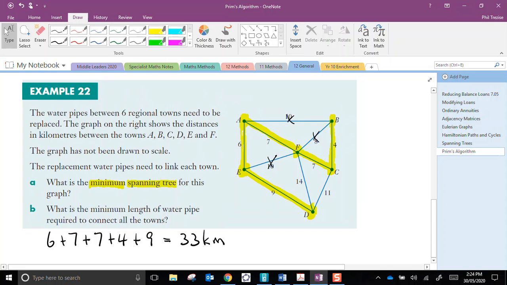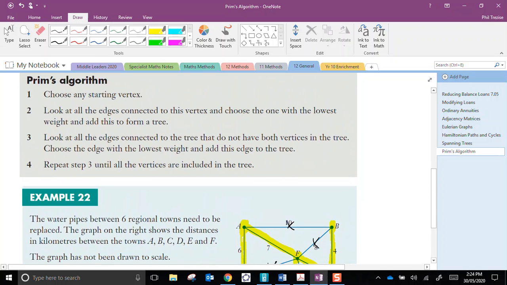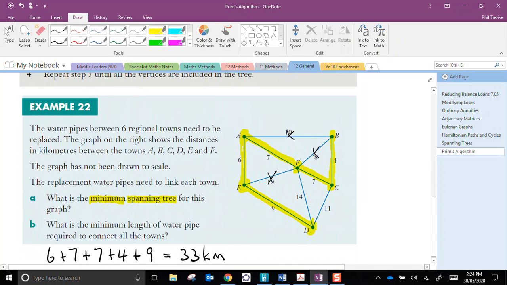That's it for minimum spanning trees, and Prim's algorithm is the way we find minimum spanning trees.